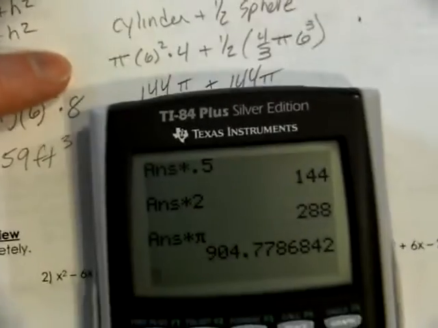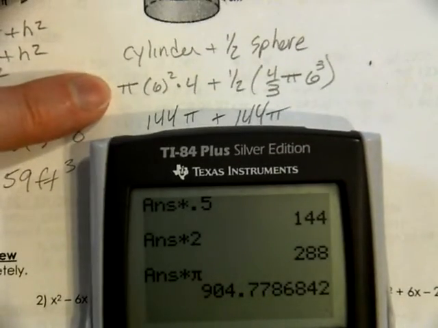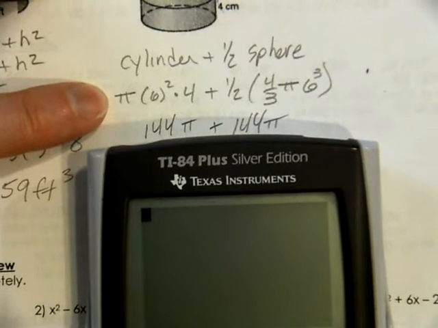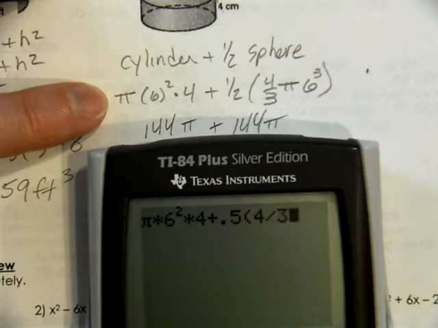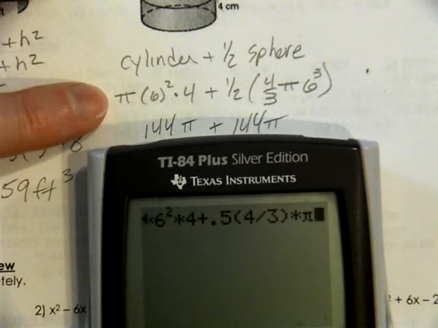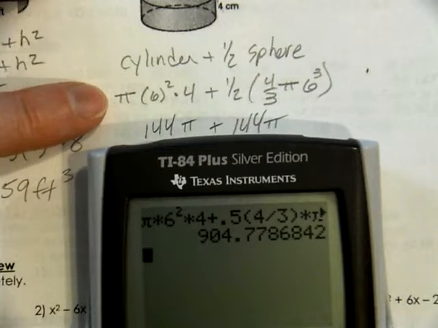So we could type in the whole thing just to be sure that we're doing all of our individual math correctly. We said pi times 6 squared times 4 plus half of our 4/3 times pi times 6 cubed. And we still get that same 904 number.